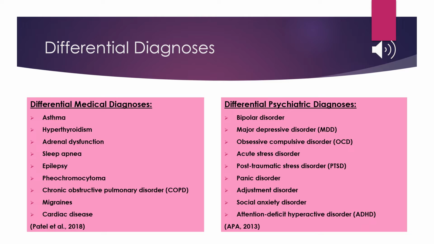For medical diagnoses, a differential diagnosis could include asthma, hyperthyroidism, adrenal dysfunction, sleep apnea, epilepsy, COPD, or even cardiac disease, to list a few. For psychiatric diagnoses, the person could possibly be suffering from bipolar disorder, major depressive disorder, obsessive compulsive disorder, acute or post-traumatic stress disorder, panic disorder, anxiety disorders, ADHD, or even adjustment disorders.